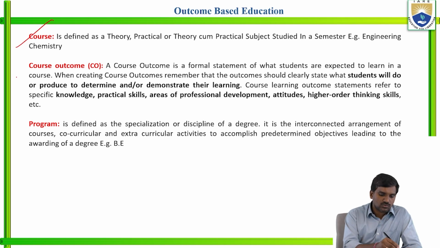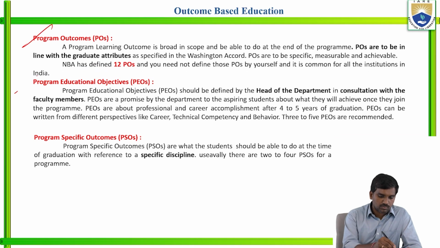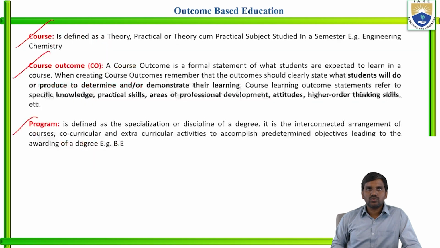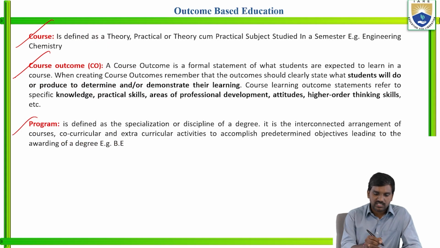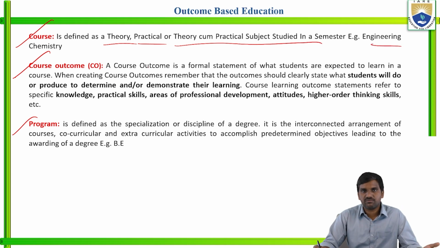What is a course outcome, what is a program outcome, what are program educational objectives (PEOs), and program specific outcomes (PSOs)? A course is defined as a theory, practical, or theory-cum-practical subject studied in a semester. Examples: engineering chemistry, engineering physics, electronic devices and circuits, internet of things. Whatever the content, if it is theory or practical and is studied in a semester, it is a course.